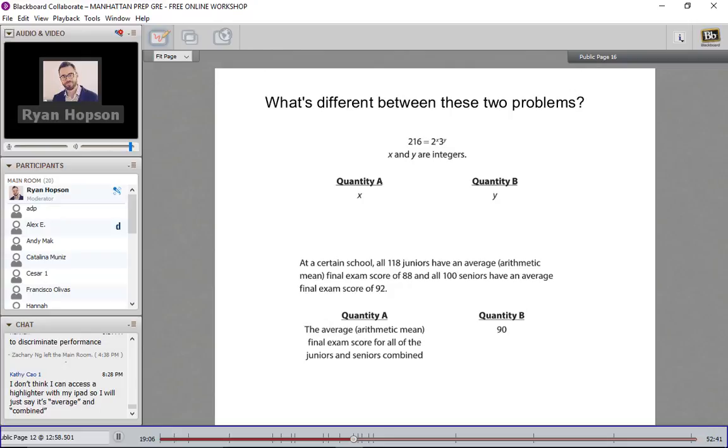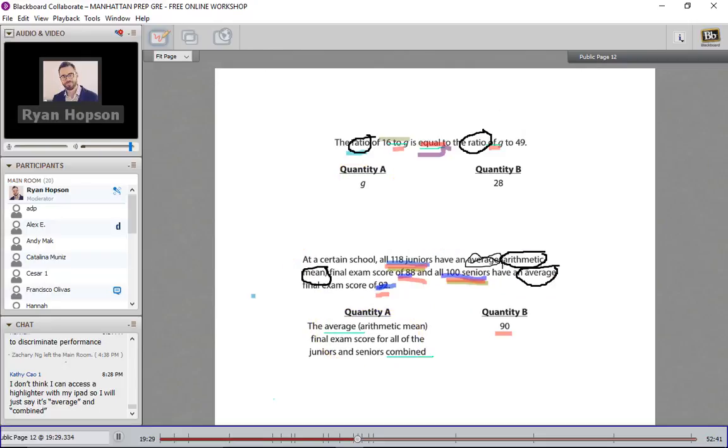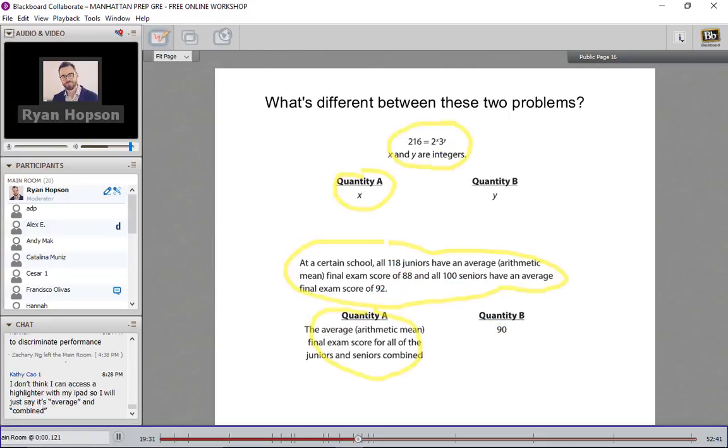What's different between these two problems? Well, they both have some shared information here. That's pretty similar. And they both have some kind of an unknown quantity in quantity A. The big difference, and somebody kind of hit on it right here, is that in this problem, quantity B is actually a number.